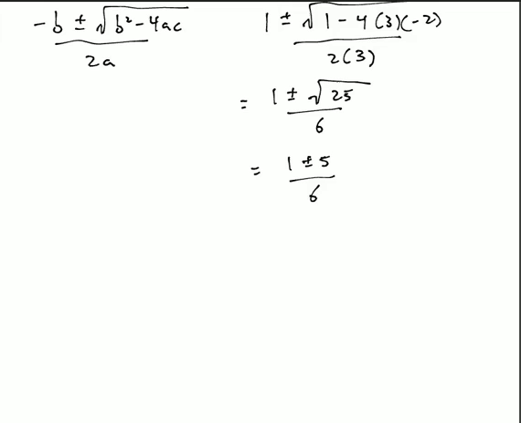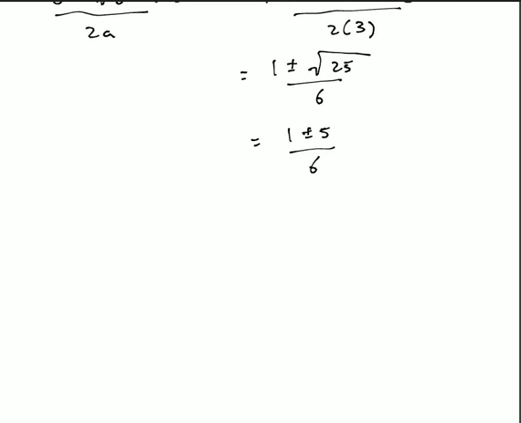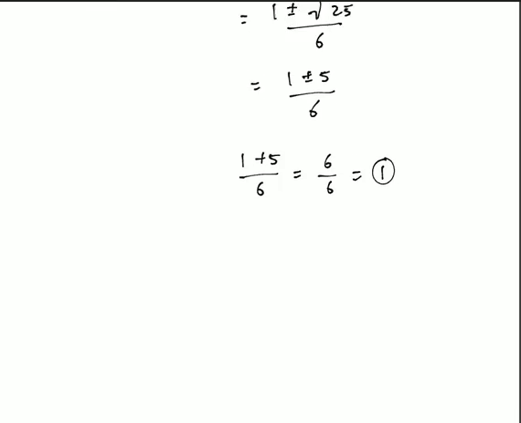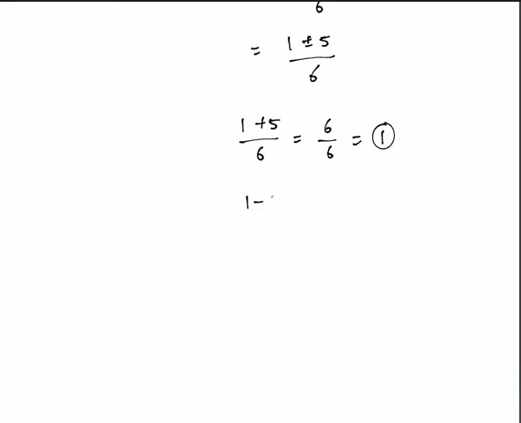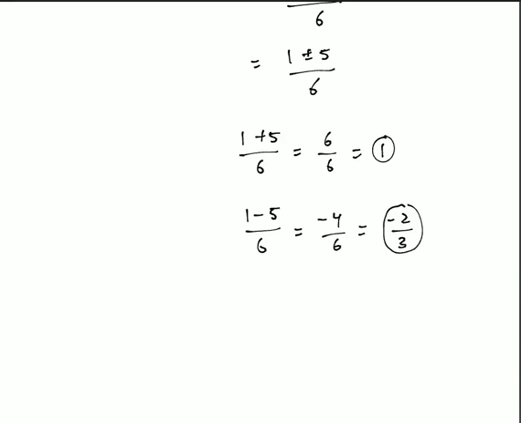So in this case, we have two solutions, right? There's a positive root and a negative root. So we're going to do the positive one first. 1 plus 5 divided by 6 is equal to 6 divided by 6, which equals 1. The negative root, 1 minus 5 divided by 6, is equal to negative 4 over 6. If you simplify that a bit, it's negative 2/3. So those are our two solutions to this equation, 1 and negative 2/3.